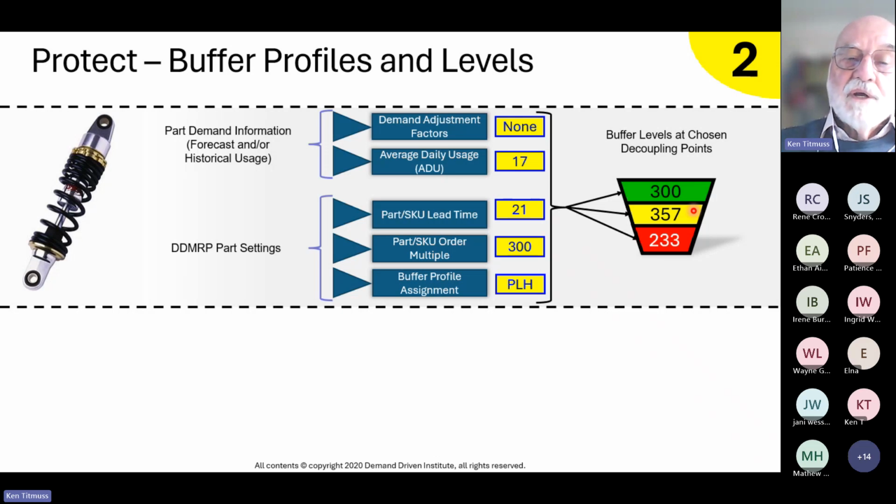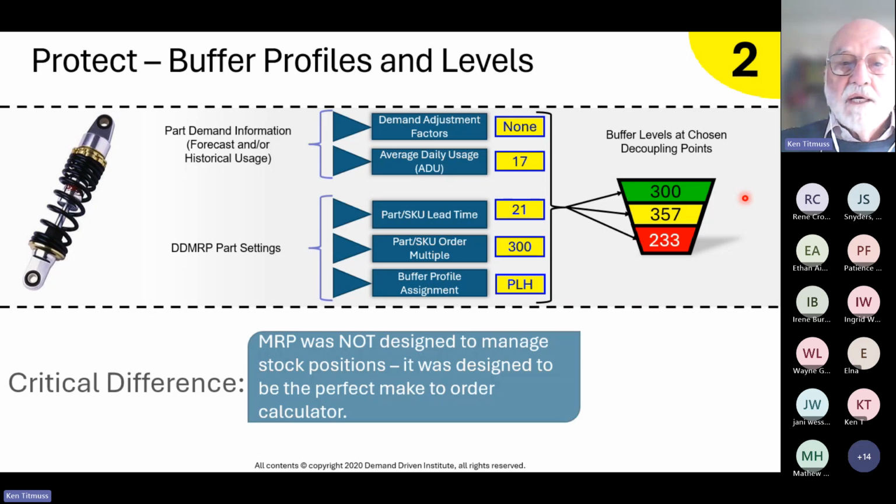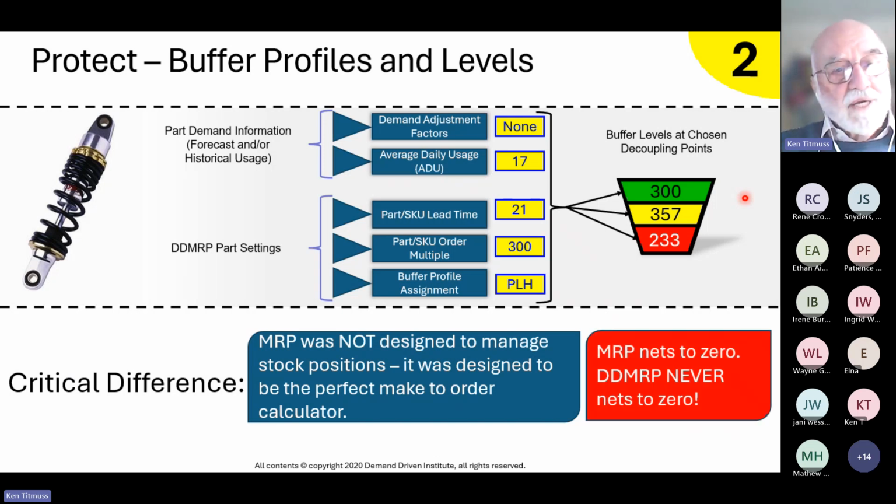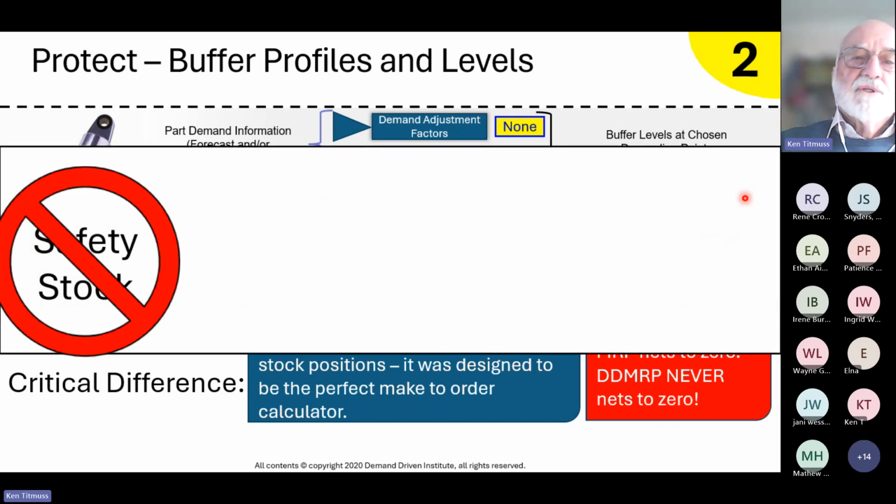In this case, I've got a green zone of 300, so that's my minimum order quantity, and I've got 357 in the yellow zone, and I've got 233 units sitting in the red zone. So the difference between MRP and DDMRP is MRP was not designed to manage stock positions. It was designed to be, as we said before, the most perfect order calculator. MRP nets to zero. DDMRP never nets to zero.